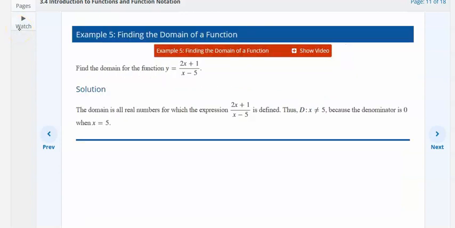So looking at example 5, what value would we have to exclude? Well, again, just set the denominator equal to 0. x equals 5. Transpose that, so we could say it would be all real numbers, but it cannot be a 5. So hopefully something easy as long as you know the protocol for it.